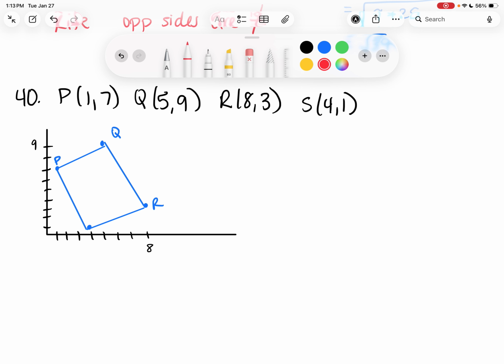I just opened a chart. Guys, I don't know, it kind of looks like a trapezoid.